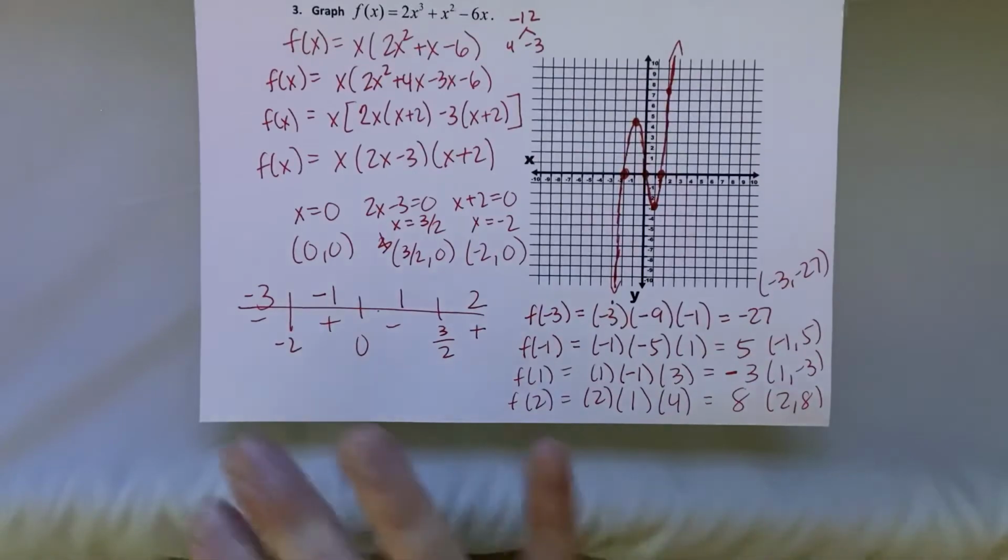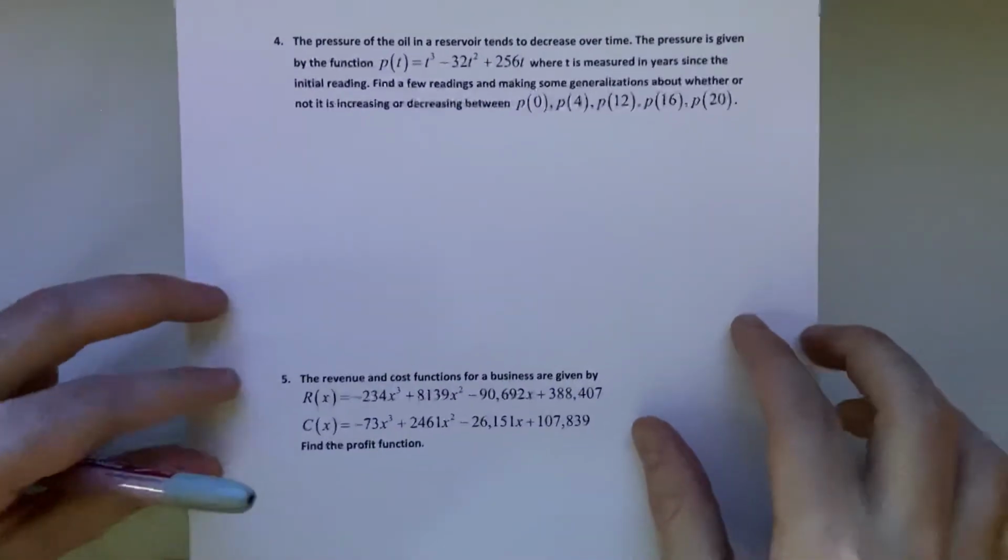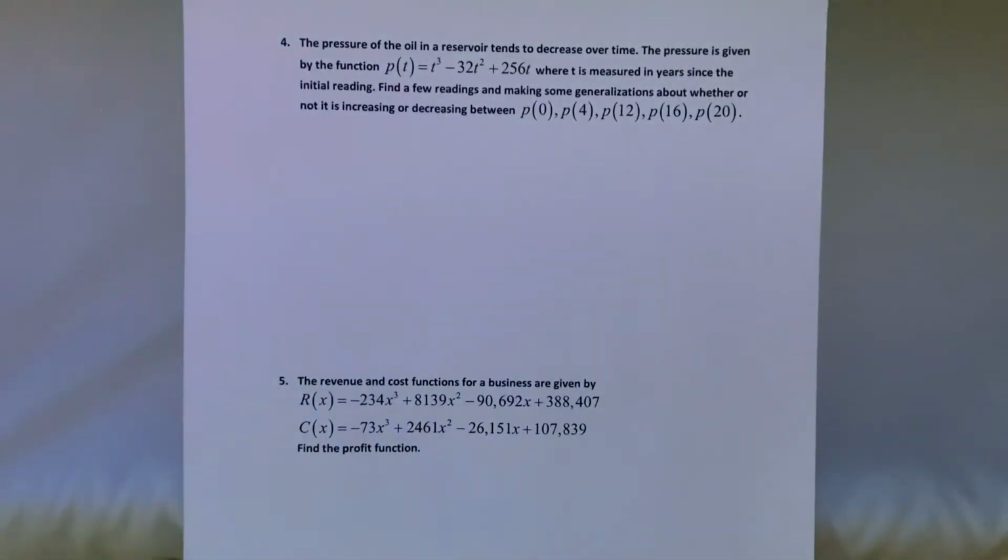Okay, let's talk some word problems. The pressure of the oil in a reservoir tends to decrease over time. The pressure is given by the function t cubed minus 32t squared plus 256t, where t is measured in years since the initial reading. Find a few readings and make some generalizations about whether it's increasing or decreasing between t equals 0 and 4 and 12 and 16, 20.